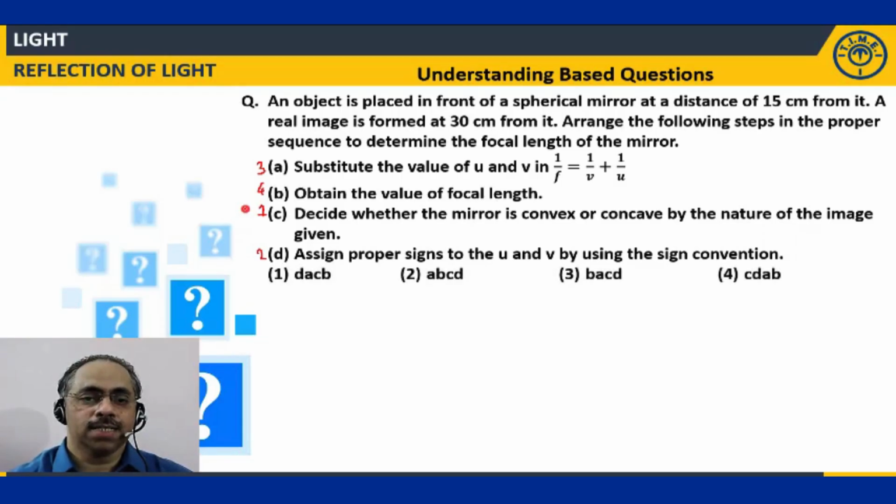D A C B, A B C D, B A C D, C D A B. So what is the correct option? First one is C, second is D, starting with C, which is the one? So fourth is the answer. So C, D, A and B, this is the right answer. So this is the correct option. Clear? Let us now move on to the next question.